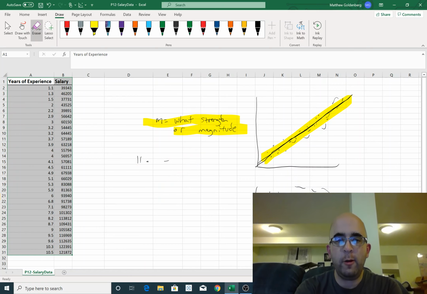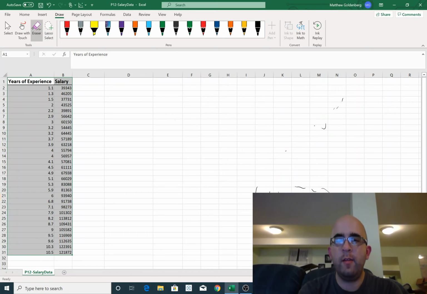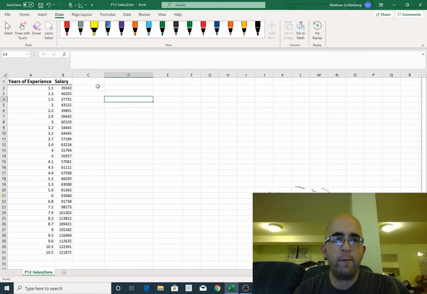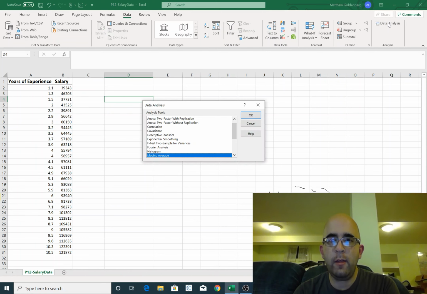So let's keep going, shall we? Because we should get into the actual numbers. So I'm going to erase everything, and I'm just going to leave those dots to save time. To run the regression, I got to click out of everything first. We go to data, then data analysis. We click it, and then we scroll down and go to regression.